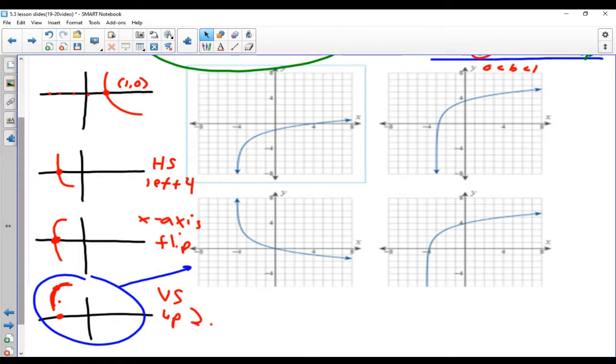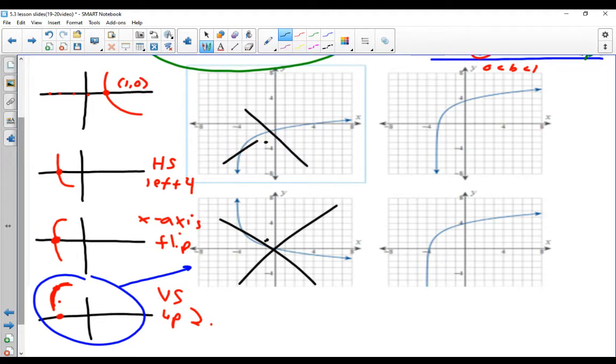Now, with that in mind, let's compare that to these. First off, it's definitely not going to be this one, because that's not even curved correctly. This one is curved in the candy cane style, but it's too low underneath the x-axis, so it can't be that one. So it has to be one of these two. They look very similar to the one that we're looking at.